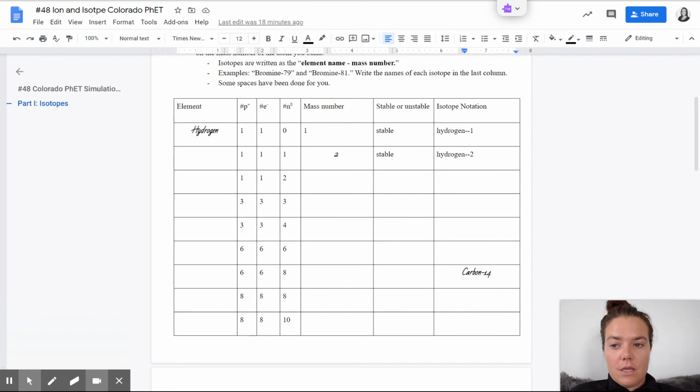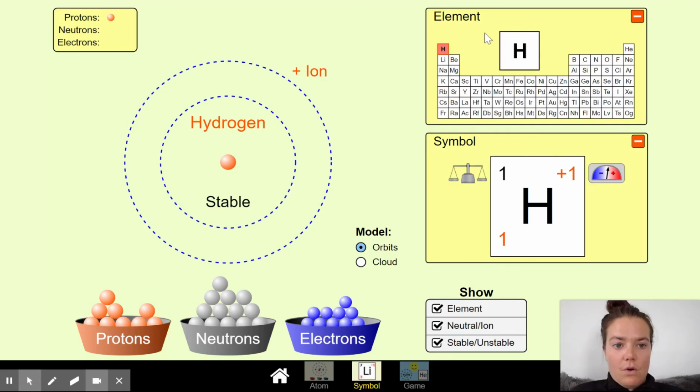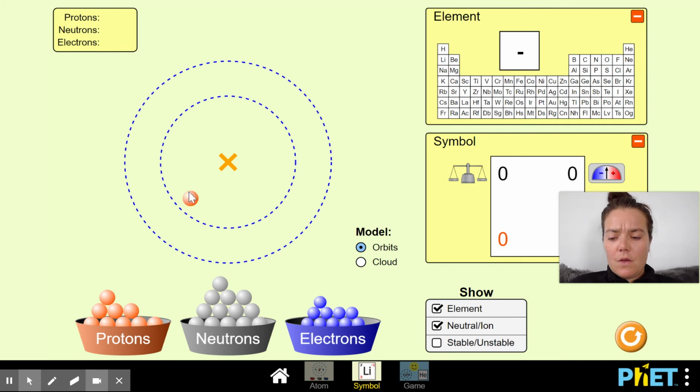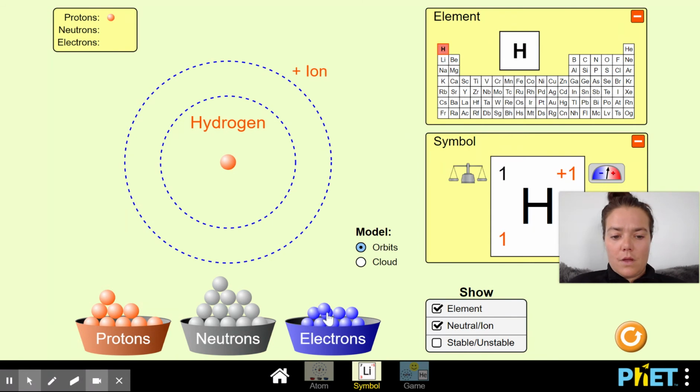So if we go here, we have hydrogen with 1 proton and 1 electron. If we go over to the build an atom tab, I'm going to reset it and clear it out real quick. And we're supposed to build an atom with 1 proton and 1 electron. On your worksheet, it asks you to record: is it a neutral atom and does it have a charge?